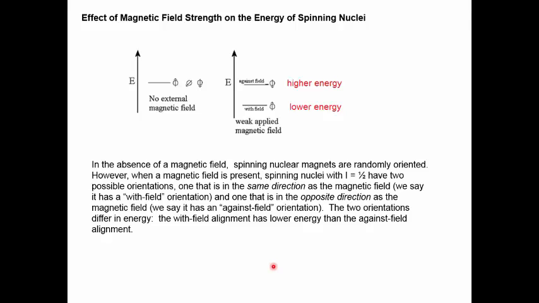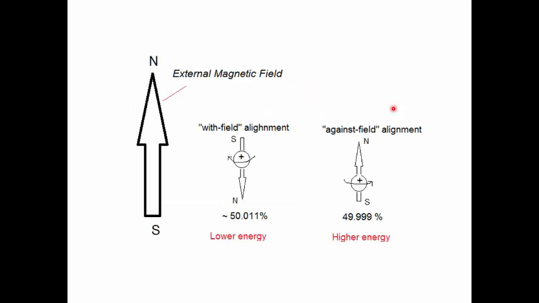Nuclei that have the with field alignment have a lower energy than the nuclei that have the against field alignment. It turns out that slightly more than half of the nuclei will have the with field alignment, and slightly less than half of the spinning nuclei will have the against field alignment.